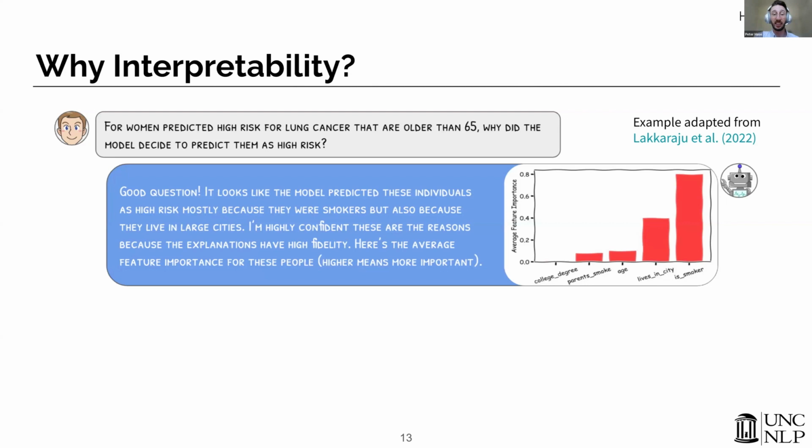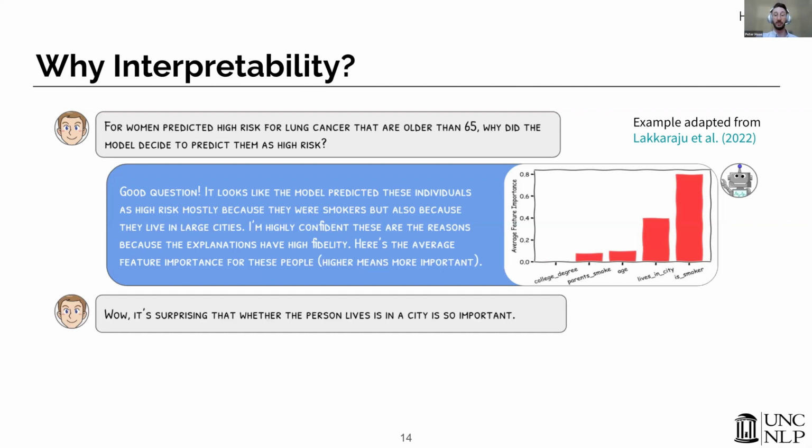And I think this can get us a lot more immediately. First, it might just be like, okay, yeah, this seems like the right way to assess if people are high risk. I think one especially important thing here is that it lets us start to question if the model works in the way we think it should work. So it might be that we're surprised that, oh wow, I didn't realize a person living in a city was so important. Are we sure that's a good reason? Do we want the model to be relying on that? To what extent does the model really rely on this?